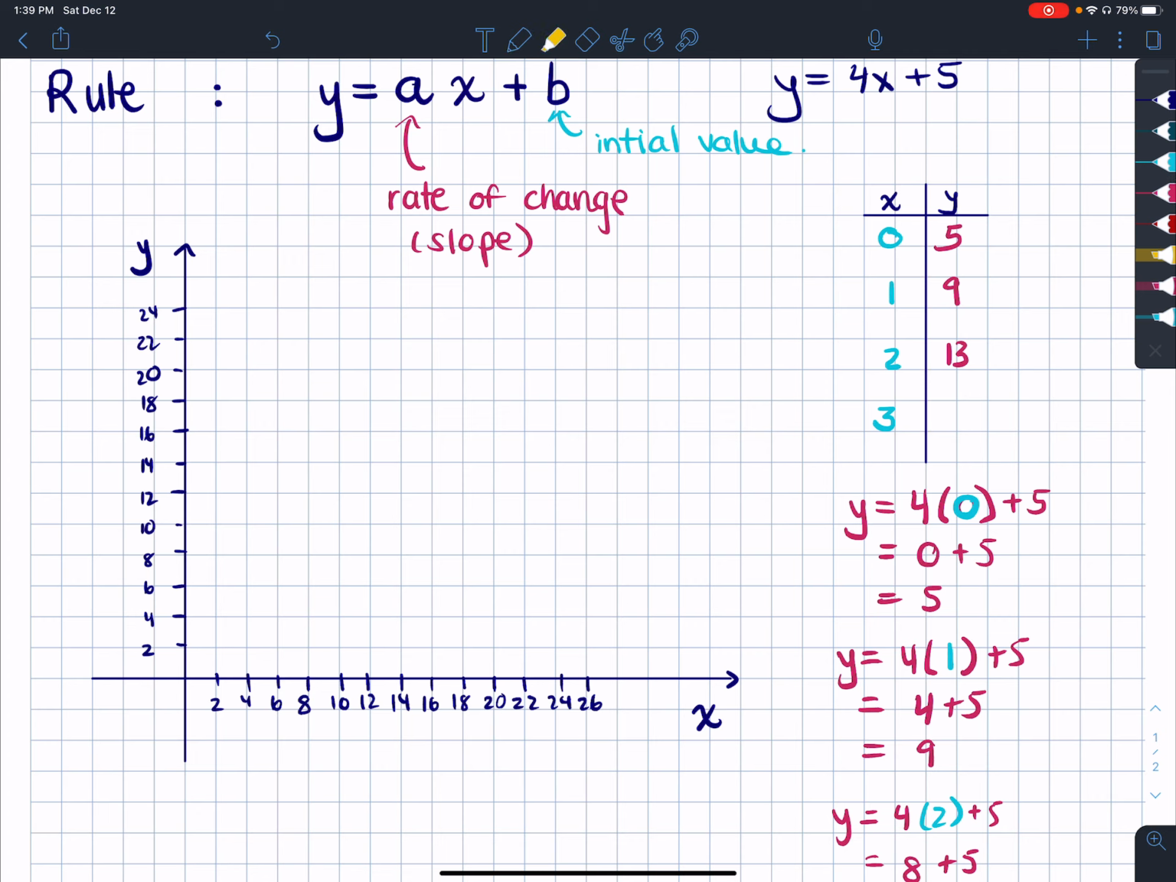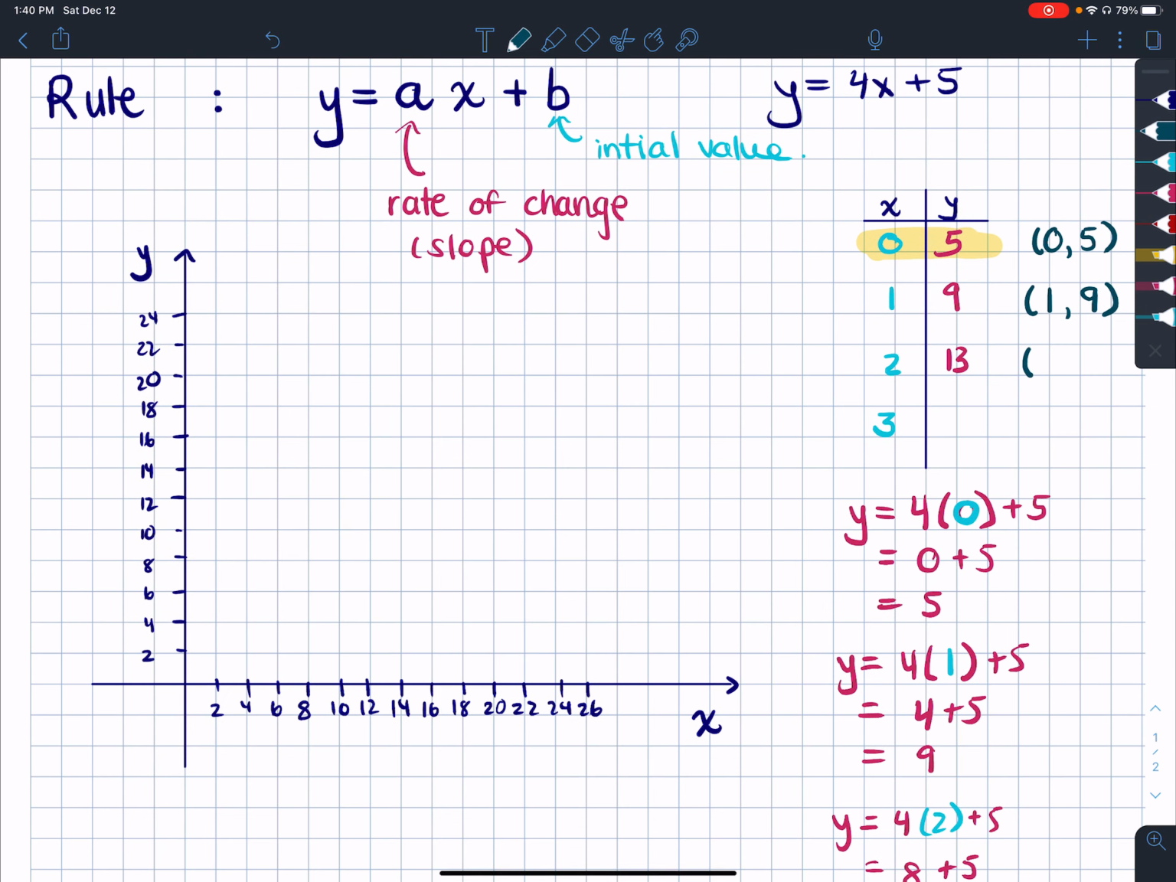So now we're going to take these points. This is an ordered pair. They come together. They're a coordinate. So our coordinate here is 0 on x, 5 on y. This coordinate is 1 on x, 9 on y. Then this one here is 2 on x, 13 on y. So we're going to find those coordinates.